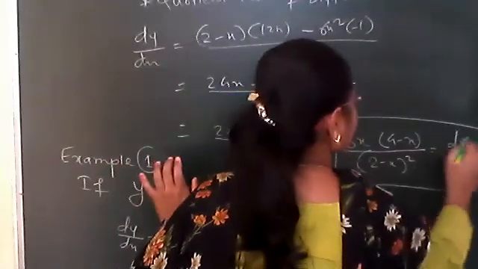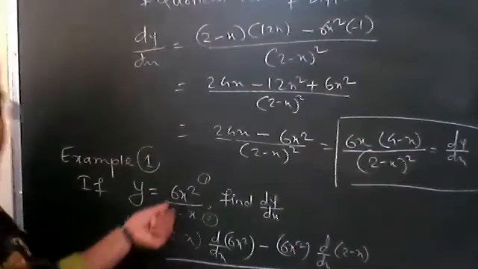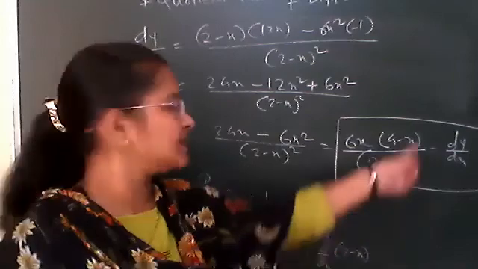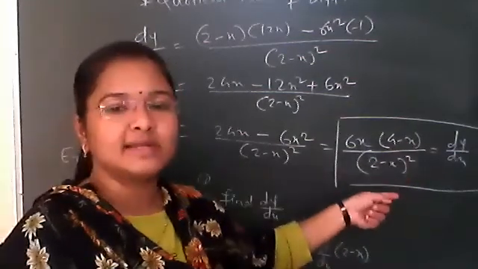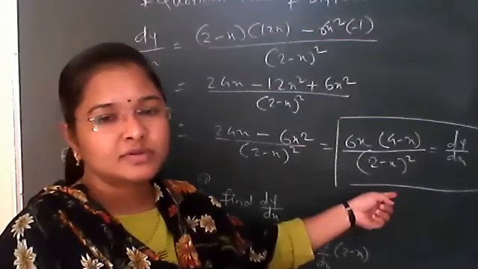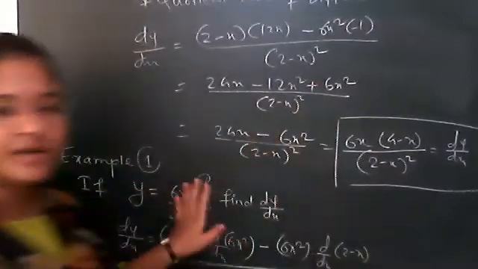This is equals to dy by dx. So our function was 6x square upon 2 minus x. Then the derivative is equals to 6x in bracket 4 minus x whole thing divided by 2 minus x its square. Any doubt? Should I start with the second example? This example was very easy. We'll take the next example now.